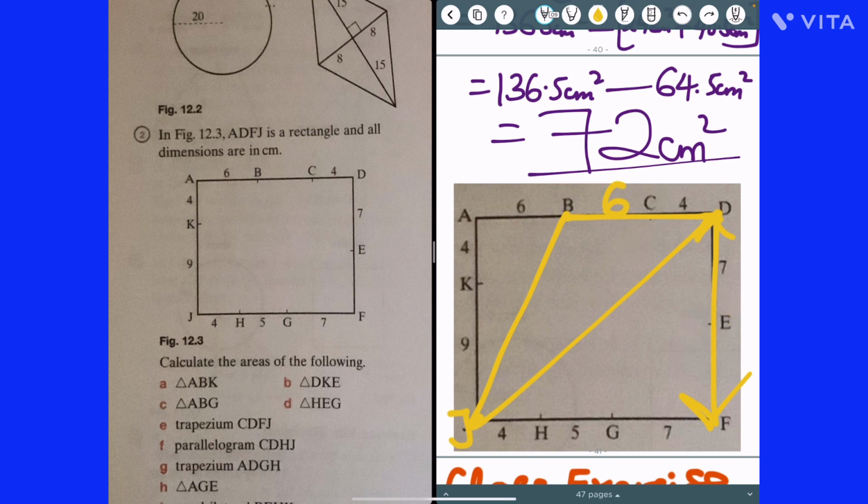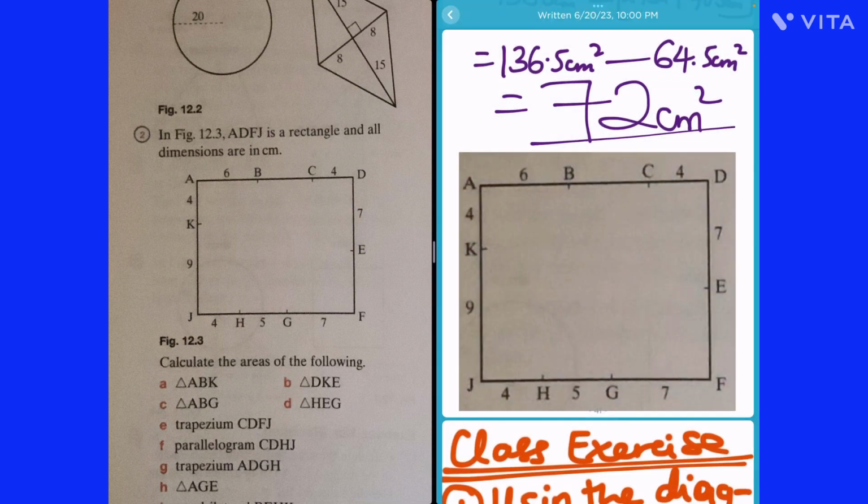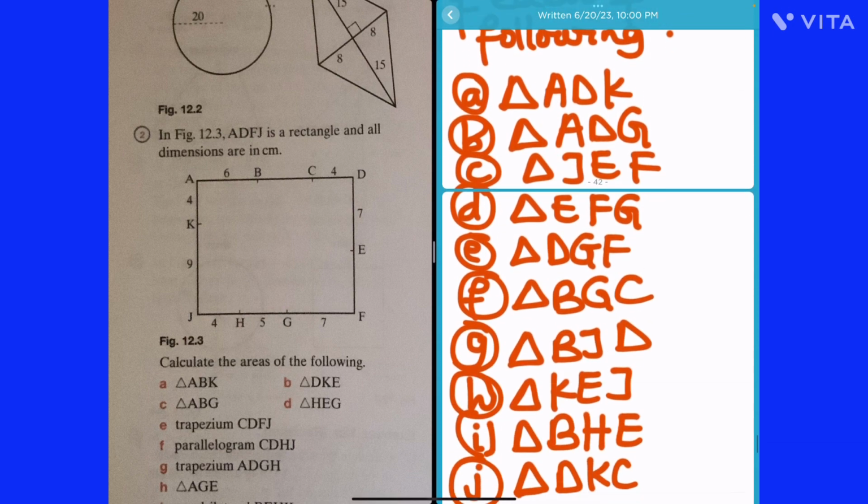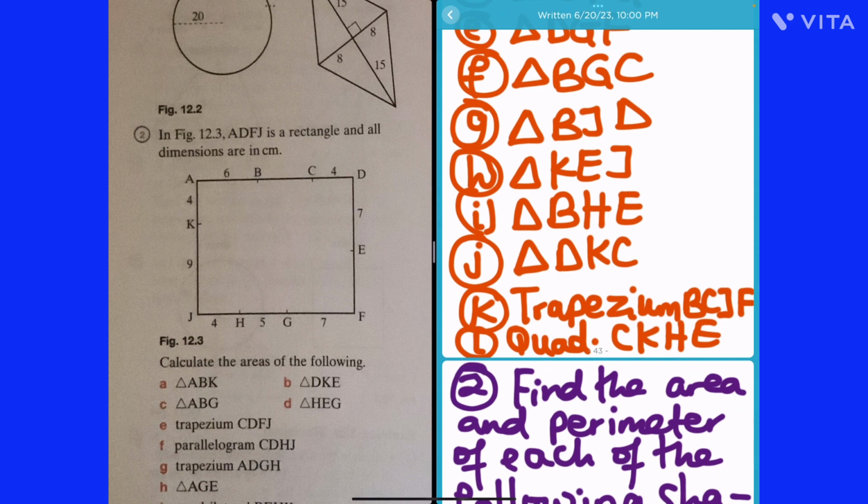So that means the area of triangle BJD or BDJ is half times 10, half times 10 times 13. The base is 10, not 6. 6 plus 4 will give me 10.